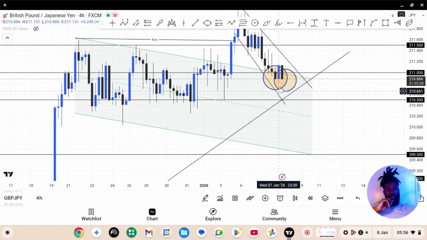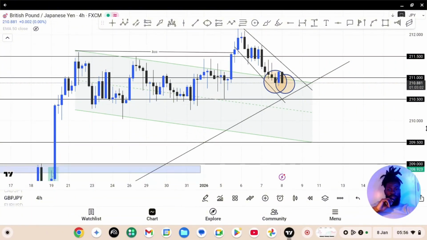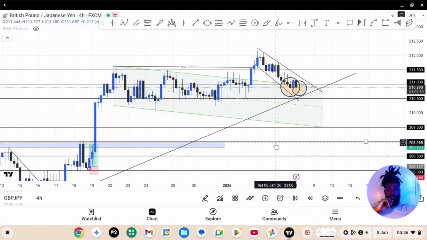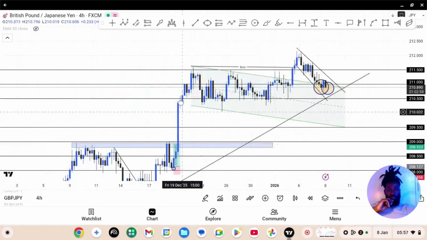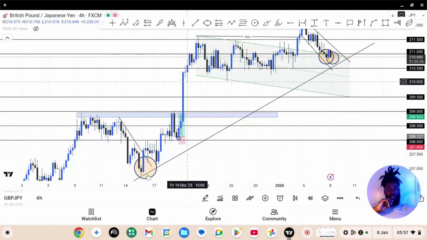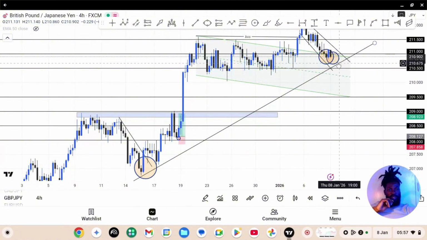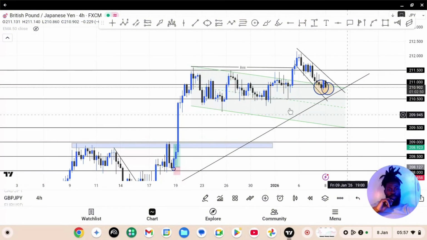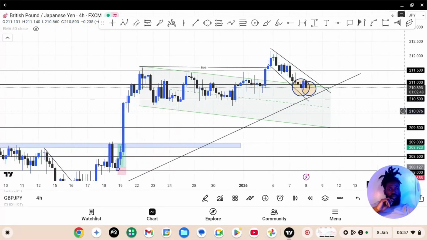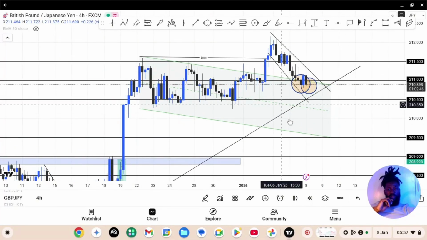But I think I executed this trade too early, because we still have a trend line support level that I think the market will be targeting before spiking upward. But let's watch out, and I will still be giving you guys an update on how the market plays out.